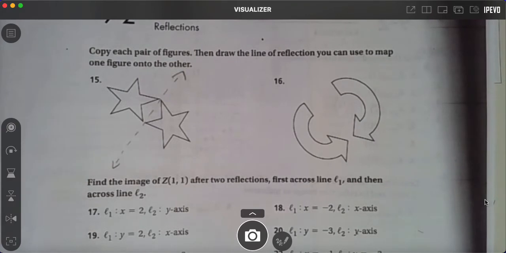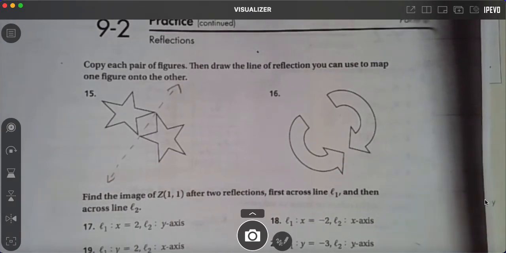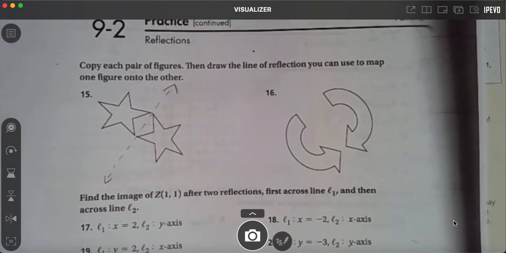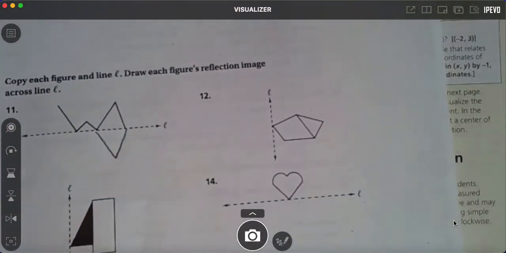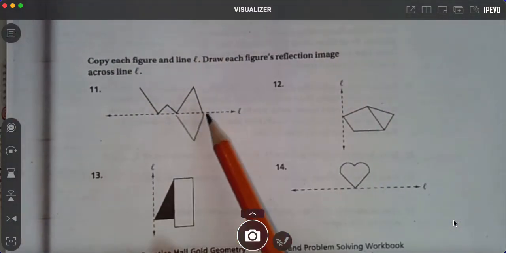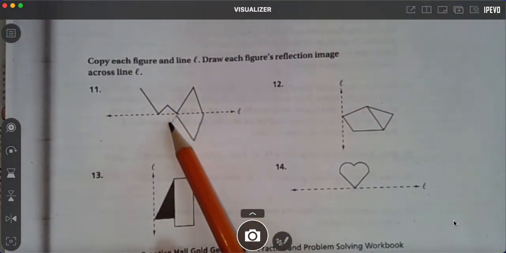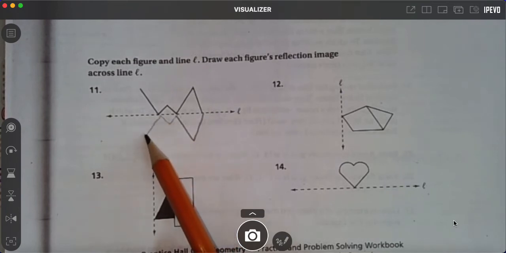Does everybody understand those? You're drawing the picture and you're drawing a dotted line. So there's your dotted line. And for this one, now I didn't finish this picture. You'll have to keep going. Okay. Like that, kind of.